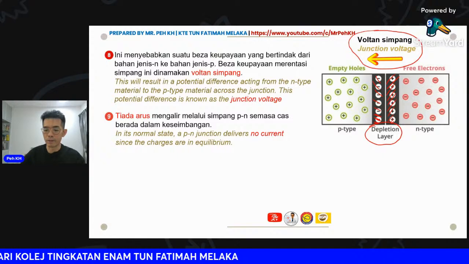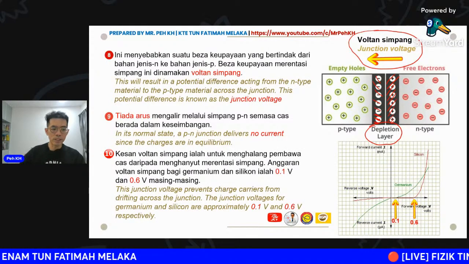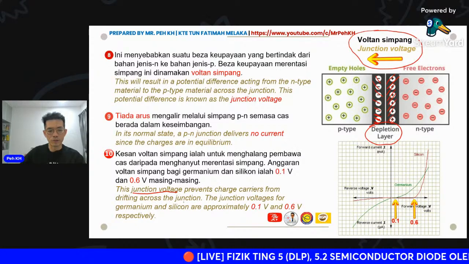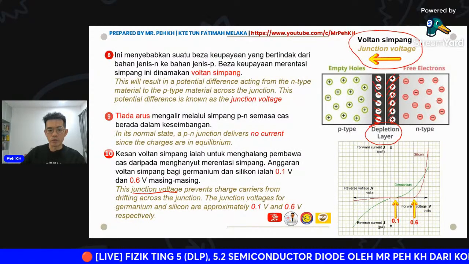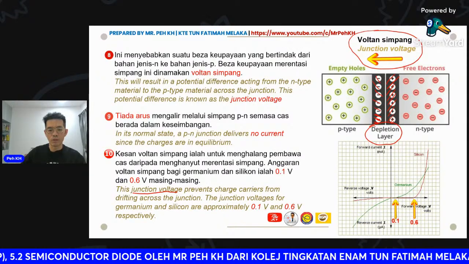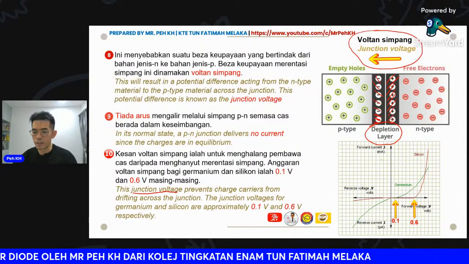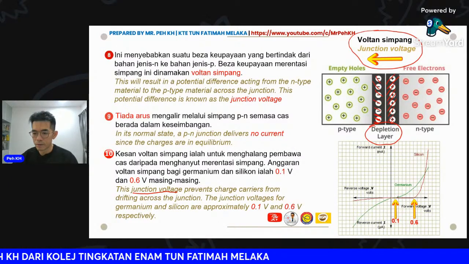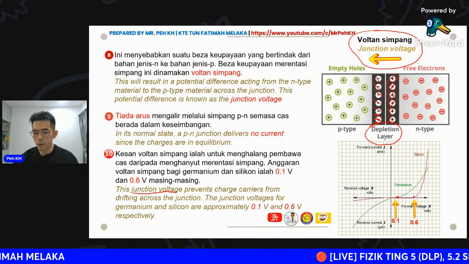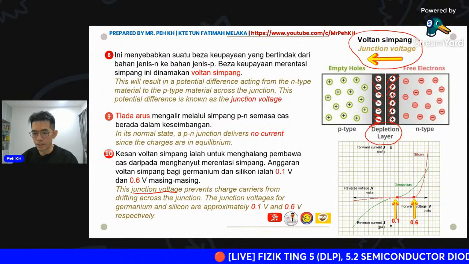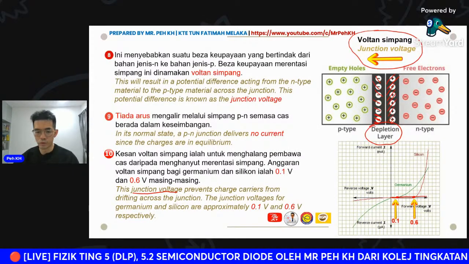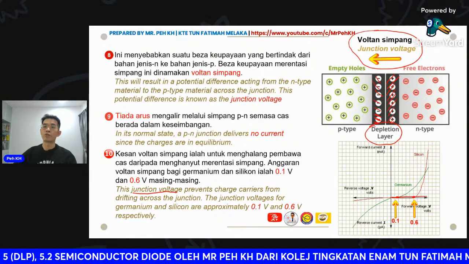Okay, so this junction voltage prevents charge carriers from drifting across the junction, as I mentioned just now. Okay, so the junction voltage for germanium and silicon are approximately 0.1 volt and 0.6 volt. Here you can just observe the graph. So this point will be referring to the 0.1 volt, and then this point will be referring to 0.6 volt. You can see here, the current will be 0 at these two voltages, which we know as the junction voltage.